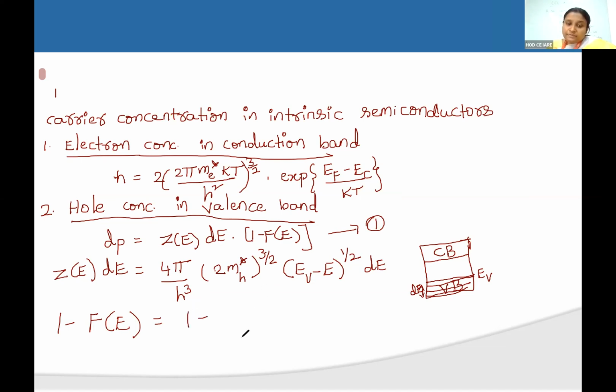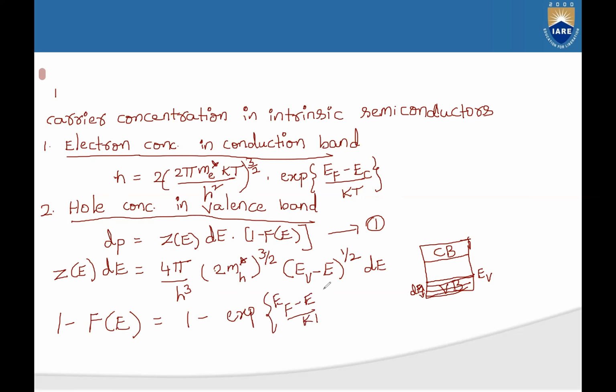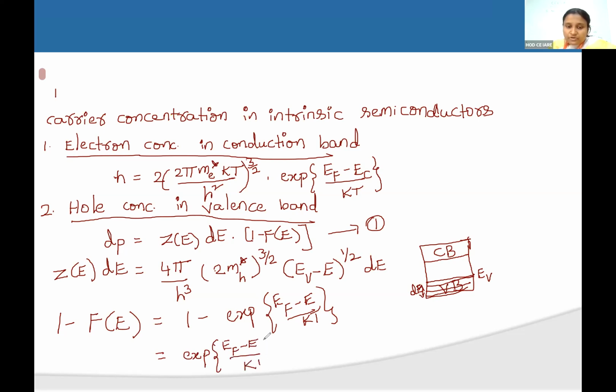What is that expression? I think the simplified expression we got is exponential of EF minus E by KT, right? So obviously, what will be 1 minus this? So this is equal to exponential of EF minus E by KT, the whole to the power of minus 1.